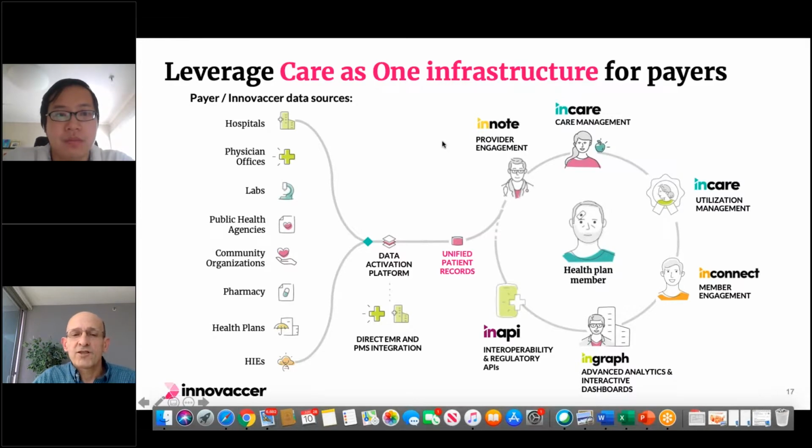So we've got one or two questions we're going to get to, but Aaron, why don't you say a little bit from the payer perspective of this care as one infrastructure, or viewpoint, that we have as a framework here at Innovacer? Yeah, at Innovacer, we really think about this pretty holistically, and we had two insights that we learned over time working in this particular environment.